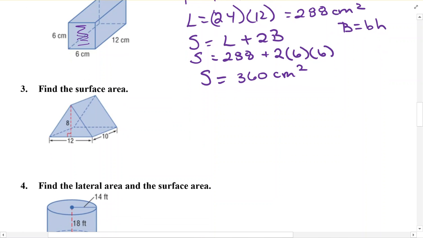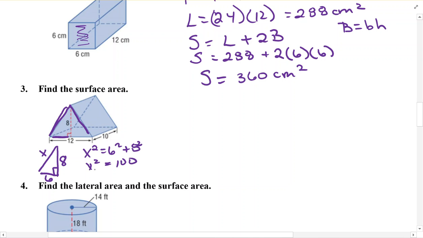For the next one, we need to find the length of these two sides right here. So we have a triangle. This would be 6, which would be half of that. The height is 8. And we need to find this. So x squared equals 6 squared plus 8 squared. X squared equals 100. So x equals 10. So both of these are 10.